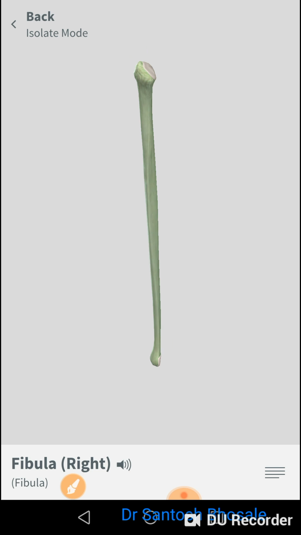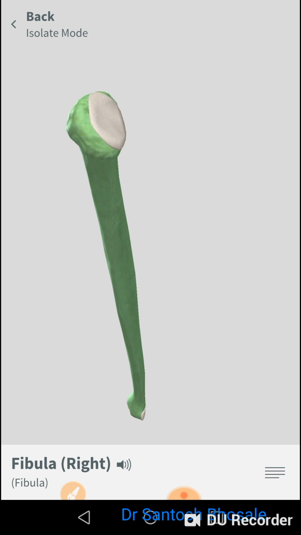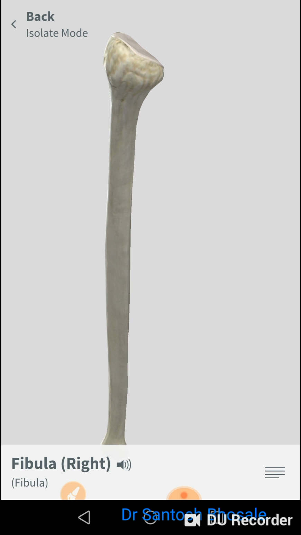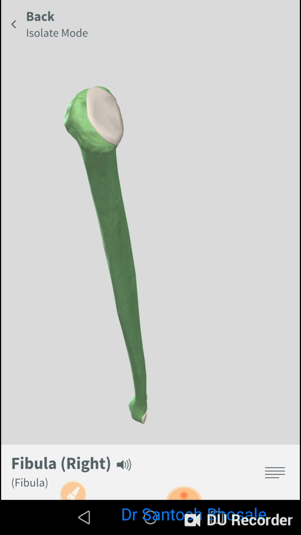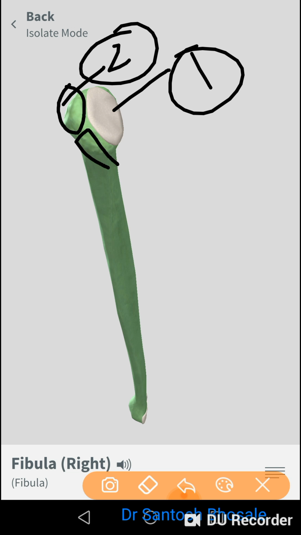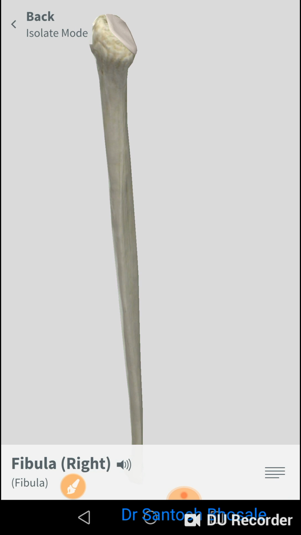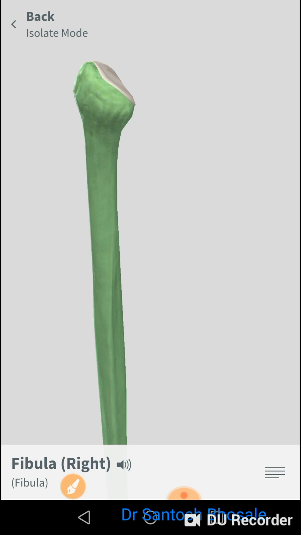When you see the upper end, it presents three parts that you can observe. It presents an articular facet for the lateral surface of the lateral condyle of the tibia to form the superior tibiofibular joint, and it also presents a projection posterior-superiorly that is called the styloid process, and a sloping surface in front of this styloid process. So one is the articular facet, two is the styloid process, and three is the sloping surface in front of the styloid process. This is the upper end, and just below the upper end you can see a constricted part, that is the neck.